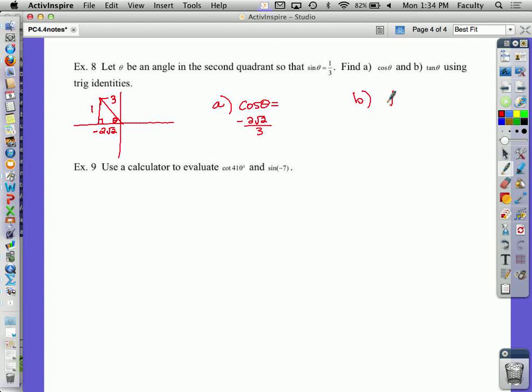And in B, tangent theta is 1 over negative 2 radical 2. And I'm not actually using trig identities, okay, I'm just doing the triangle. I think this is easier. So then we're going to multiply by radical 2 over radical 2. And I'll bring the negative up to the top. And that's negative radical 2 over 4.